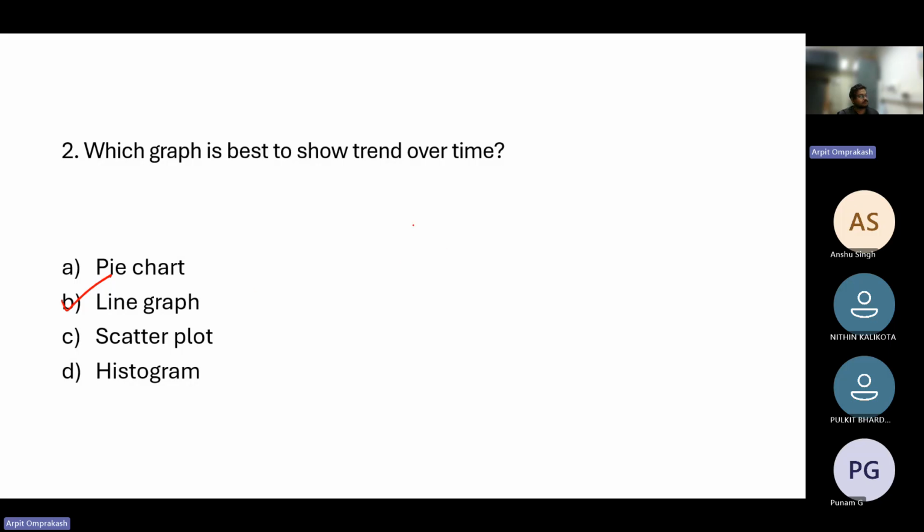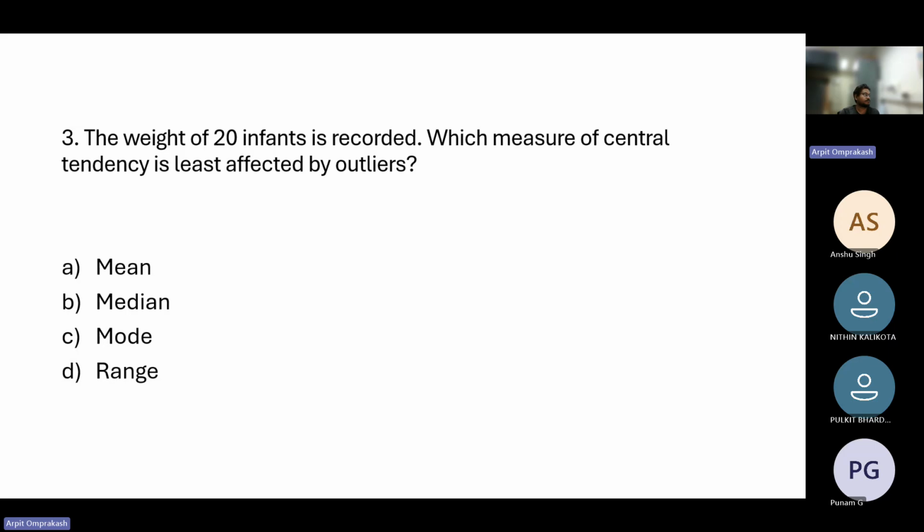A line graph is what you use to show trend over time, because you can have time on the x-axis, which is a continuous variable, and whatever you want to put on the y-axis, f of x, or f of t actually. It basically shows how something is a function of time. Yes, the correct answer is option B.